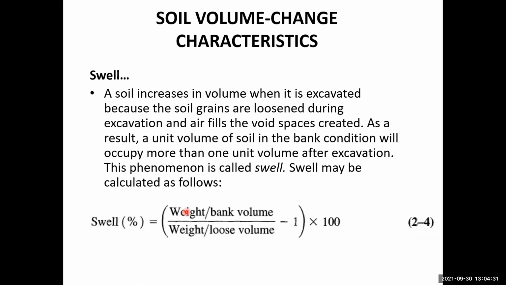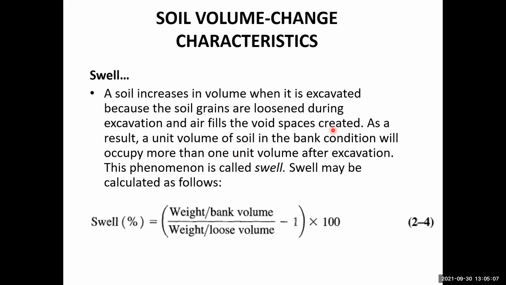No, it is written here: as a result, the unit volume of soil in the bank condition will occupy more than 1 unit volume after excavation. So this is correct. The volume in the loose condition will be higher than the volume in the bank condition.